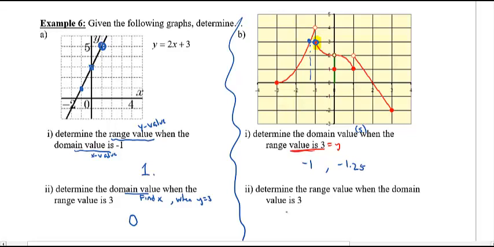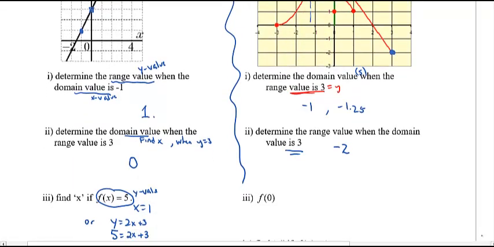Okay, determine the range value when the domain is 3. So when the domain is 3, the range value, that's the y value, so that's -2. And then, how about this one, f of 0? What's that mean? This means that the x value is 0. So when x is equal to 0, find the y value.